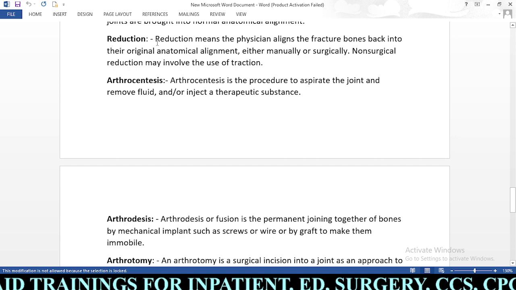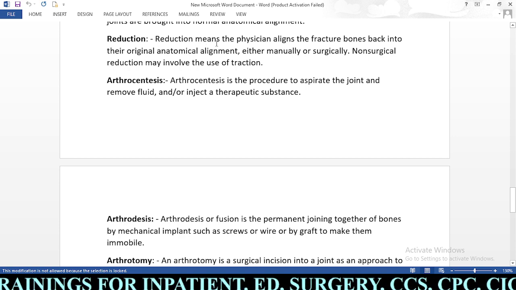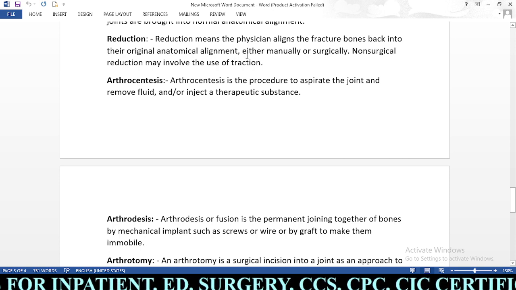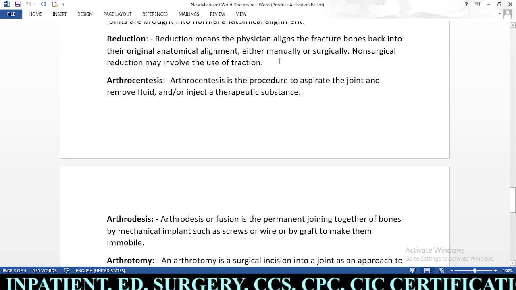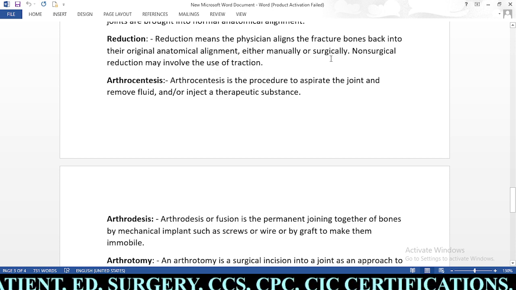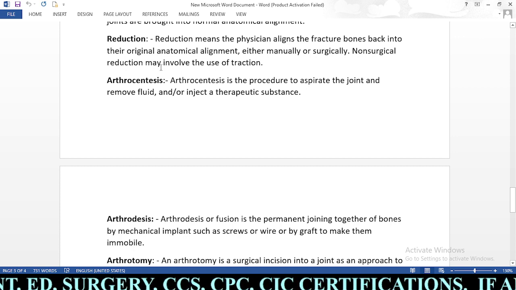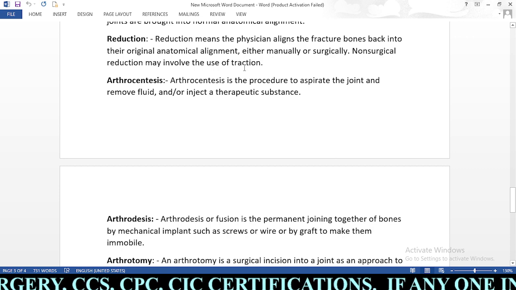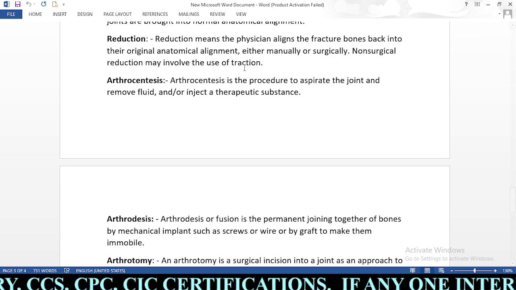So next one is reduction. What is reduction? Reduction means the same process, but here the physician will use manual reduction or surgical reduction. Non-surgical reduction may involve the use of traction. So using traction devices, the physician will do the reduction.